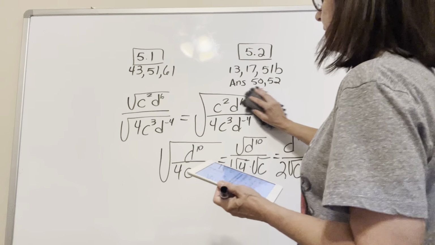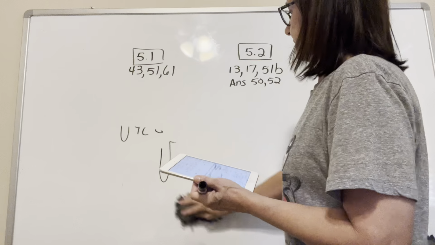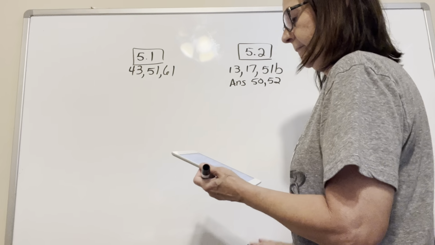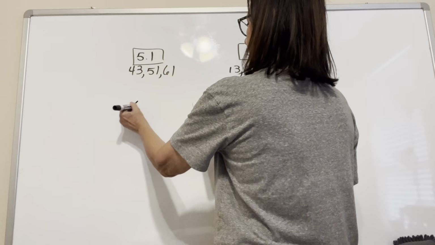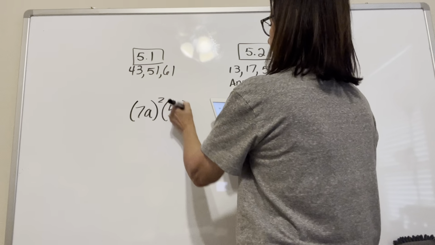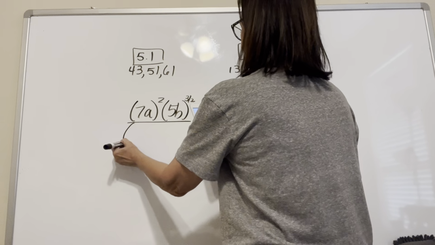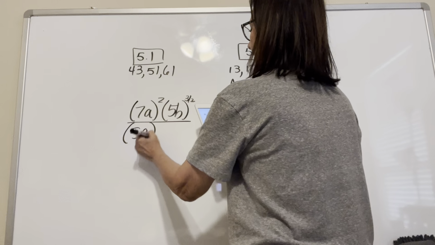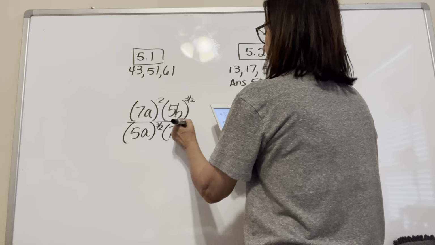51. Same page. 51 is 7a squared 5b to the 3 halves over 5a to the 3 halves 7b to the 4th.